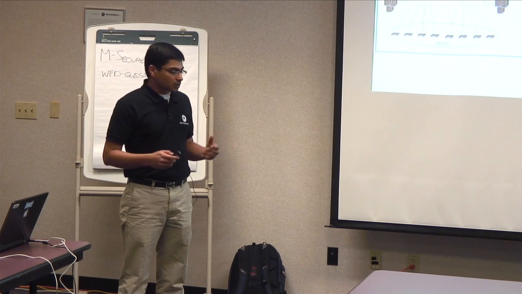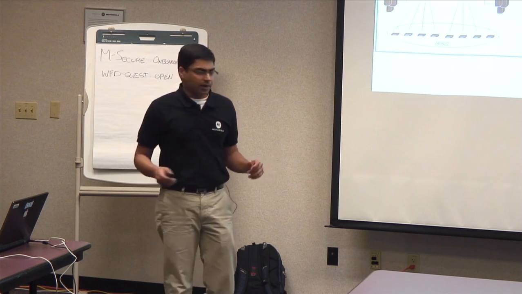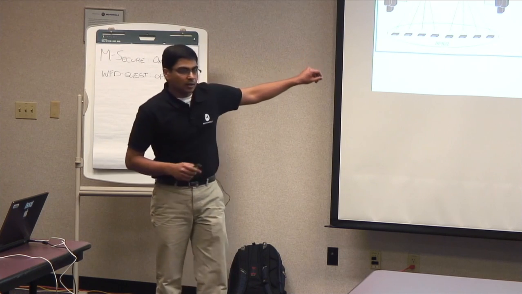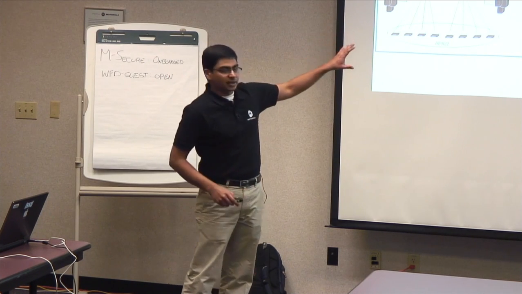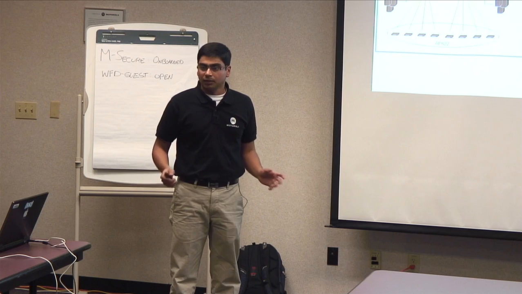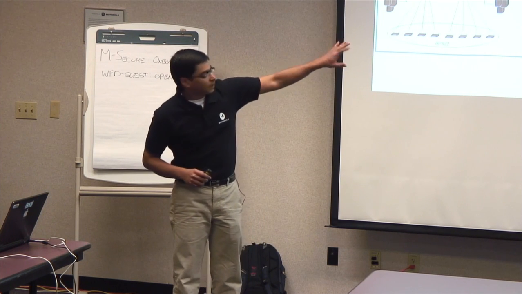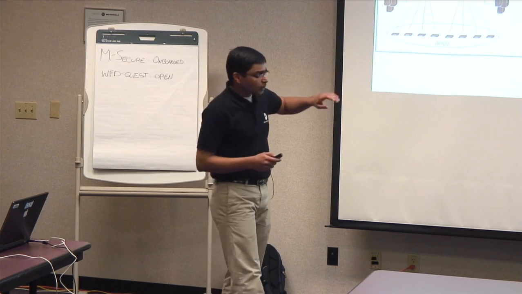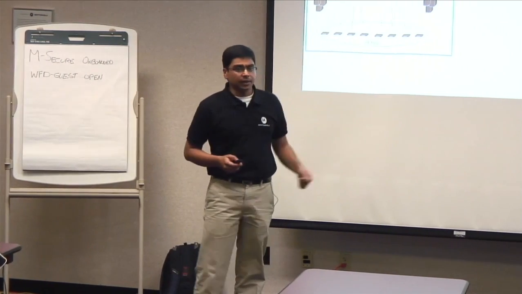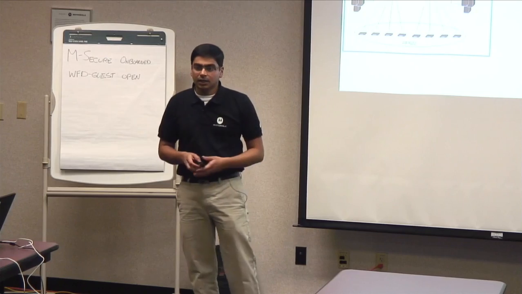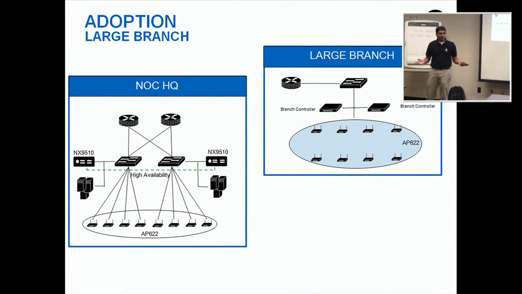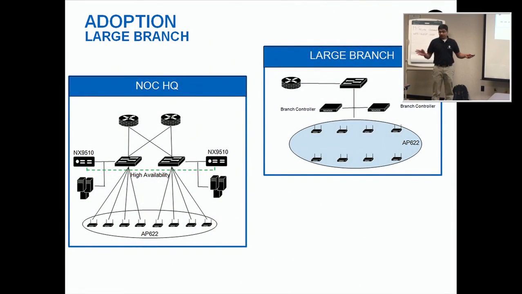Okay, so let's just look at how a typical branch would be deployed, right? So you have the NOC. Assume that you've configured everything on the NX9510. You have set up the branch policies. Everything is good at the NOC. You bring up the large branch, right? So when you start plugging in all the devices, the controller and the APs, they come up with the default config, right? So they don't know about each other. And the first step is the controller to home back to the NX9510, right?